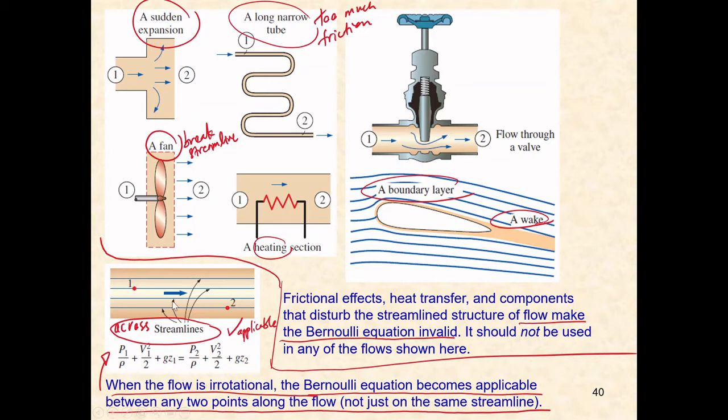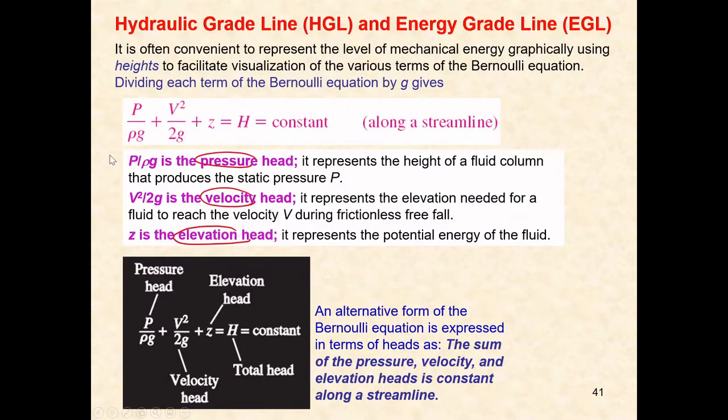That is the most important point. Then this Bernoulli equation becomes applicable, meaning there is no break of streamline. So here I would like to introduce another form of what we call the Bernoulli equation. We have the hydraulic grade line, HGL, and the energy grade line, EGL. In the following section, we will talk about HGL and EGL. Before we do that, let's look into another form of the Bernoulli equation.